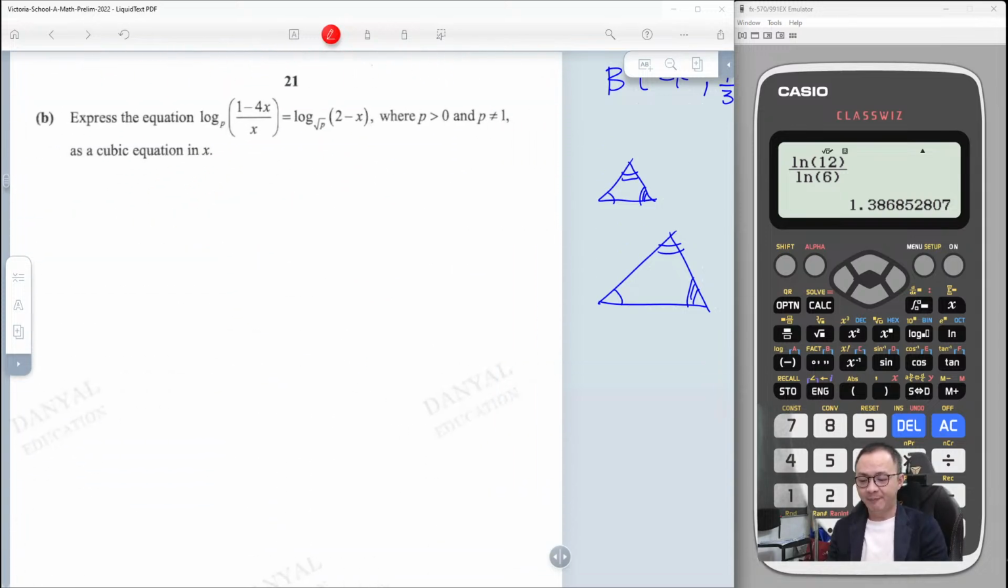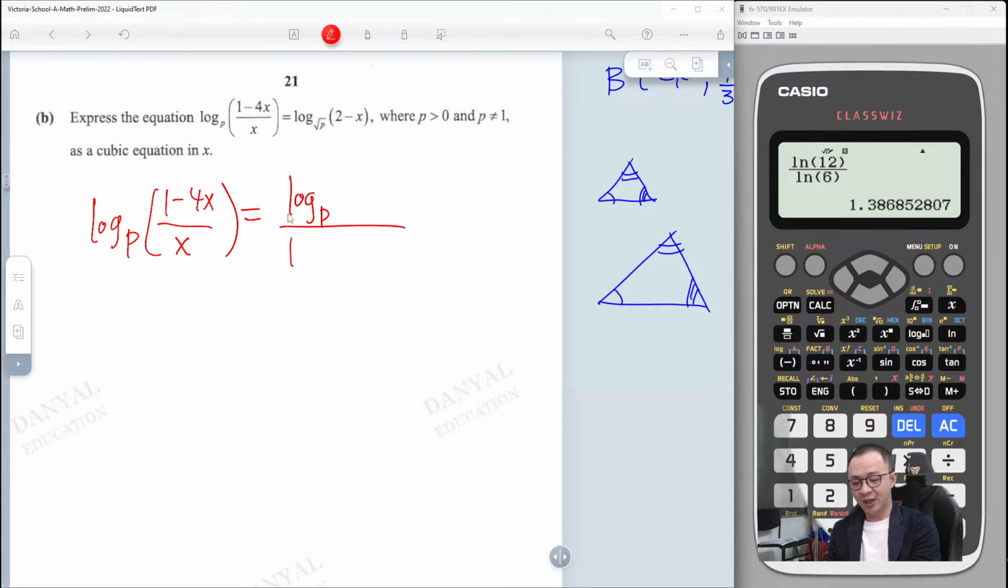Okay, B. Express this one as a cubic equation. Alright, let's solve it. I think my log is okay. 1 minus 4x over x. Change the base into the log base p. First thing is I understand the square root means power of 1 over 2, isn't it? So it's power 1 over 2. Secondly, I understand 1 over 2 can move to the front, right?